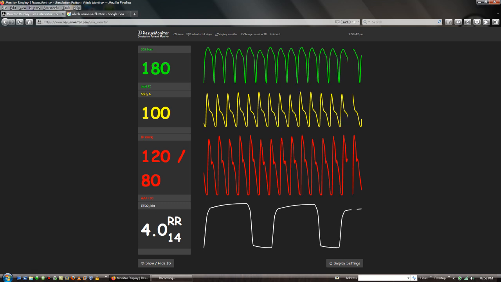Give CPR, counting up to 30, then standing clear and pushing the charge button, reaching the low to high pitch of the defibrillator's charging sound, then immediately pressing the shock button and not waiting until the disarm is shown. But we should analyze the rhythm to see if we need to charge and shock the patient.